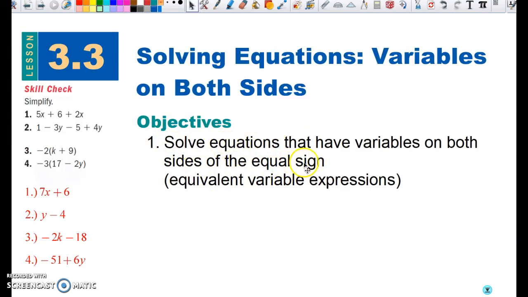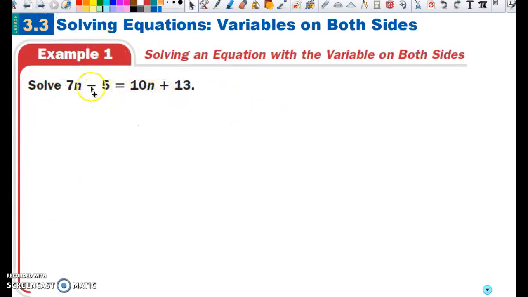And our goal in this lesson is to solve equations that have variables on both sides. In other words, they have equivalent variable expressions, which means that they might look different, but they are worth the same amount, or they have the same value, I should say. So, we'll take a look.